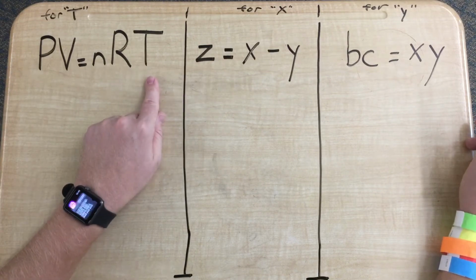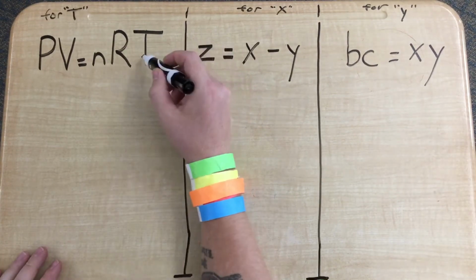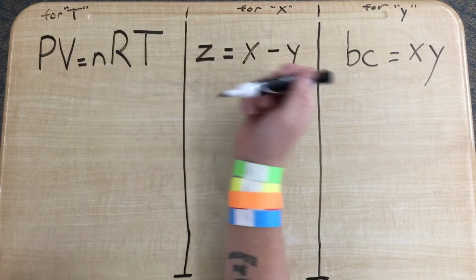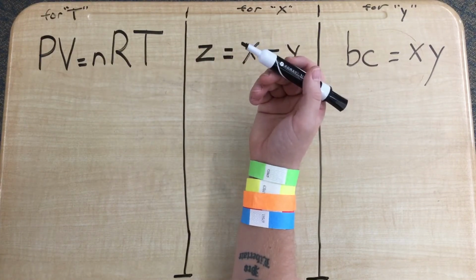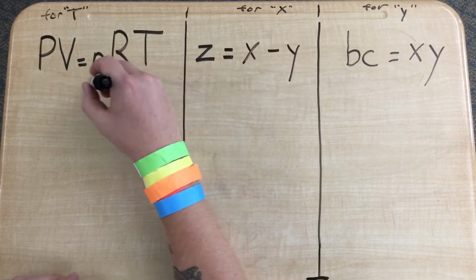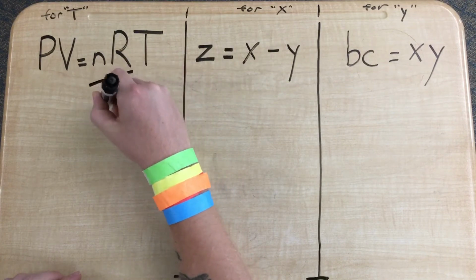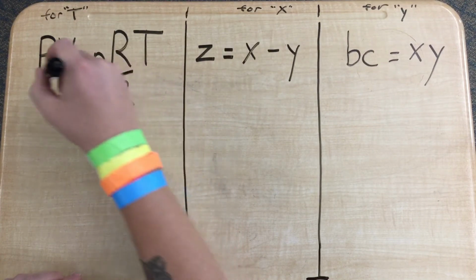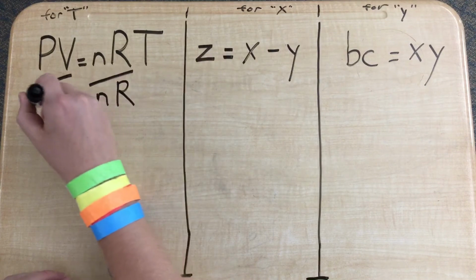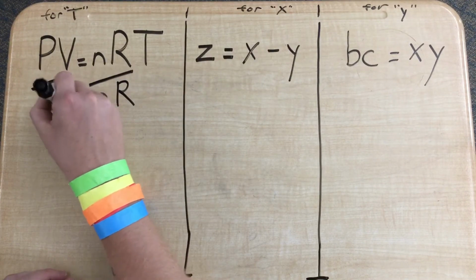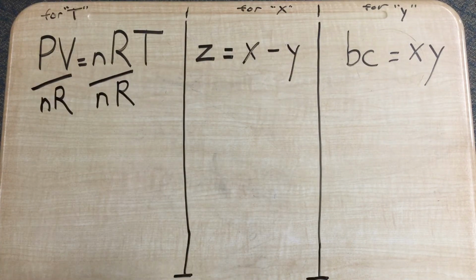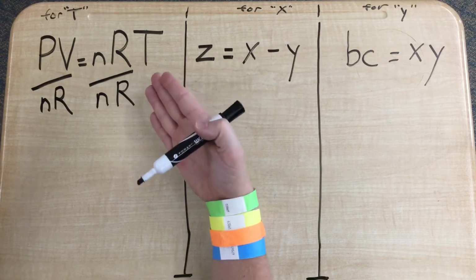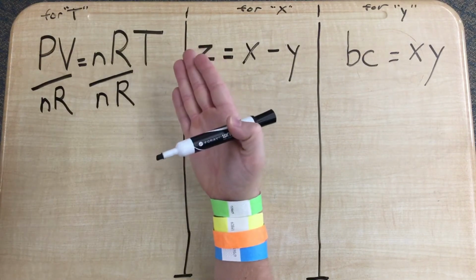If we want to solve for that T, well, if it's being multiplied by R, multiplied by N, how do we undo that multiplication? Well, the opposite of multiplication is division. N, R, and what we do to one side, we do to the other. N, R. Boom, just like that, all right? We are literally dividing letters, and that's okay, all right?